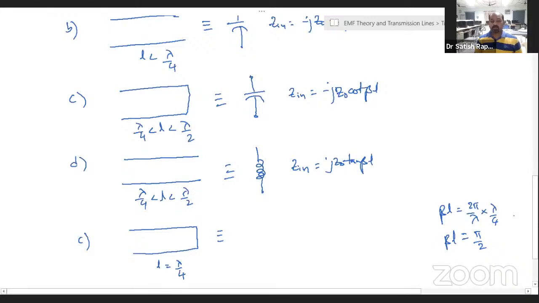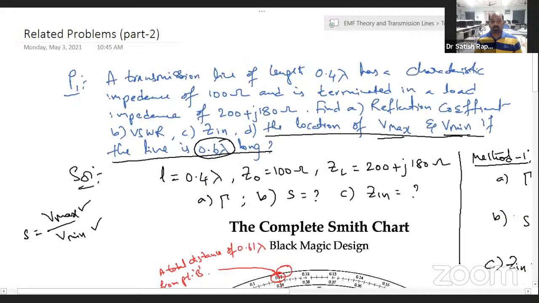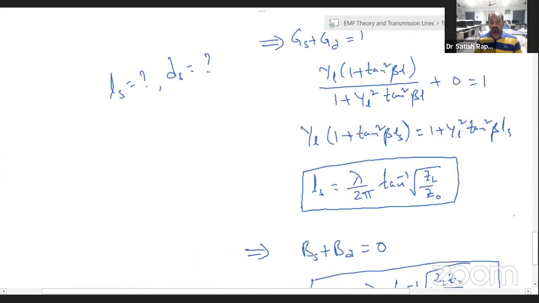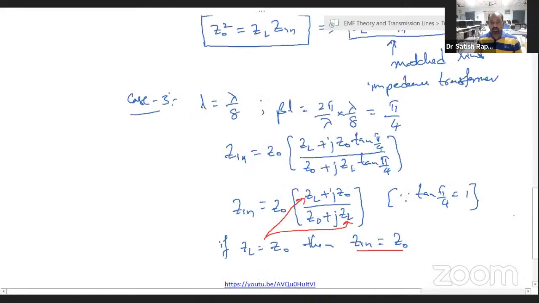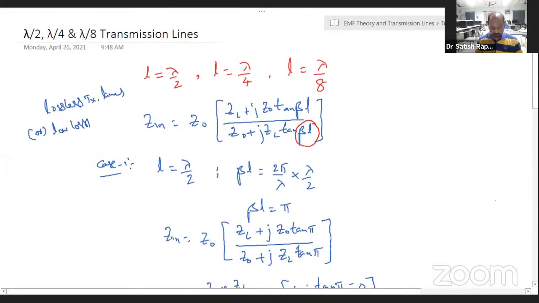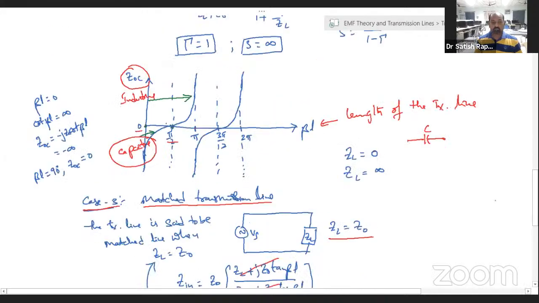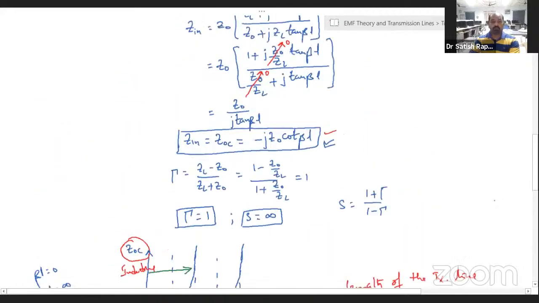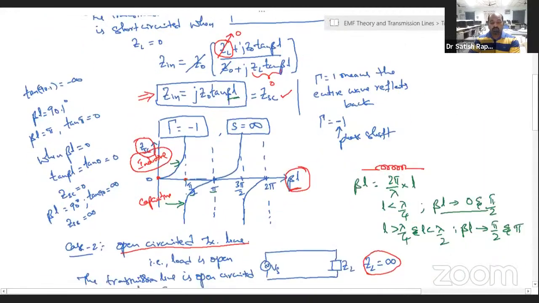of short circuited transmission line and open circuited transmission line? Let us go back again to those graphs for open circuited and short circuited transmission lines. This one is the graph for short circuited transmission line, right? So when L is equal to lambda by 4, beta L is equal to pi by 2, that means 90 degrees, right?